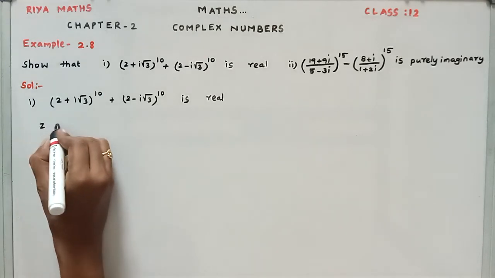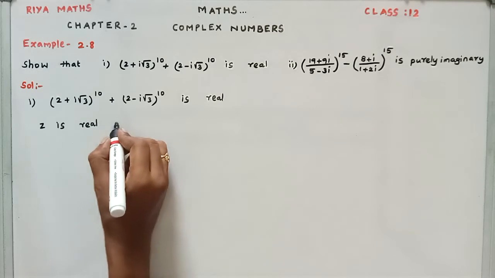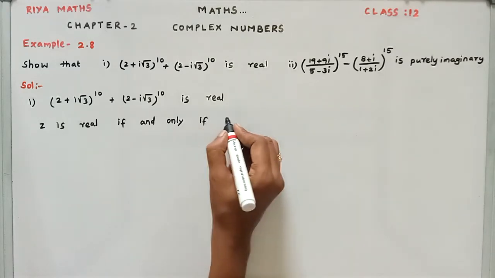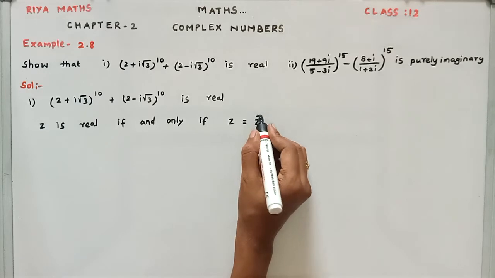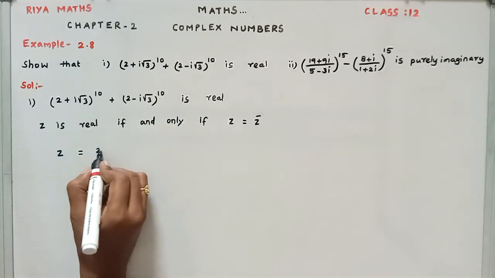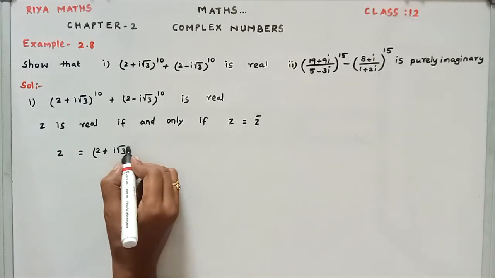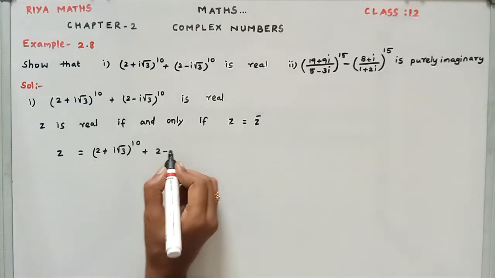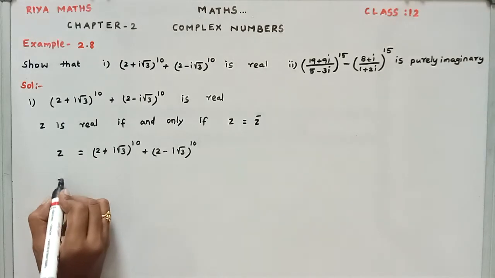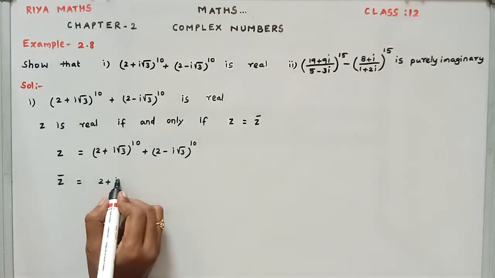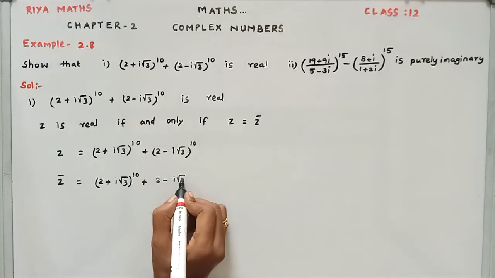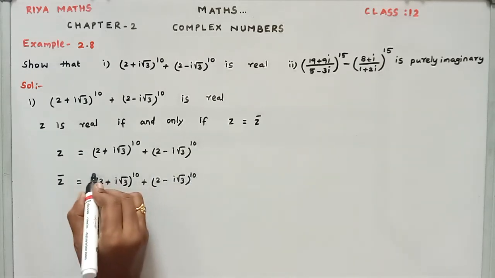Here we know one property: z is real if and only if z equals z bar. This is the property we are going to prove. So let's take this expression as z: (2 + i√3)^10 + (2 − i√3)^10. Now we are going to find z bar, which is equal to the whole bar of (2 + i√3)^10 + (2 − i√3)^10.